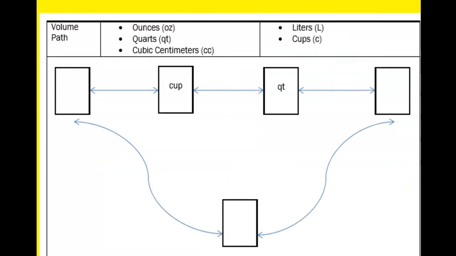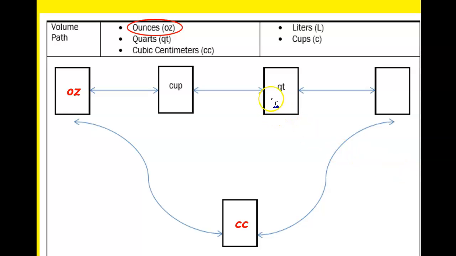This is for the volume path. Here we've already started cups and quarts. Looking at our conversions, we know that these are the conversions that can lead to different ways. Looking at our paper, you should see that the cup is equal to the quart. Then on our conversion paper, we will look again to see is there anything else that is also equal to the cup. Based off of this, there is. The cup is also equal to the ounce. Then you know that the ounce is equal to the cup, but we also see that it's equal to cubic centimeter.